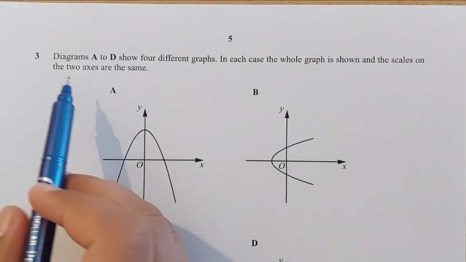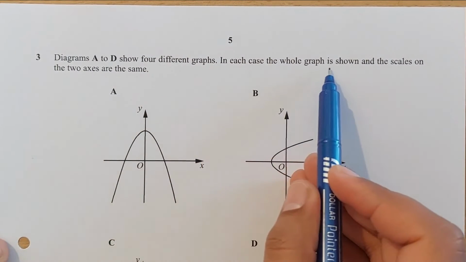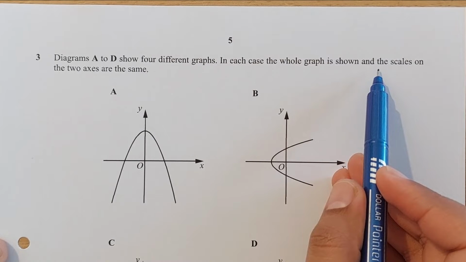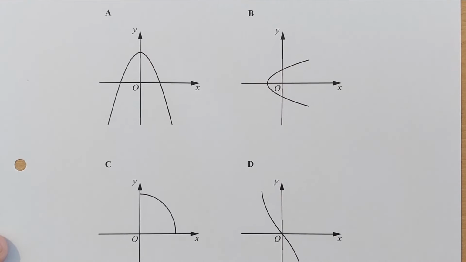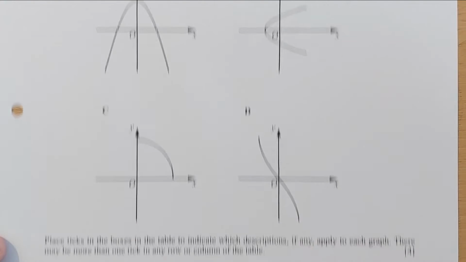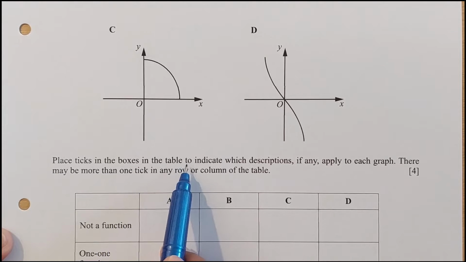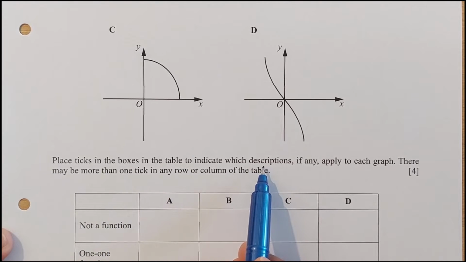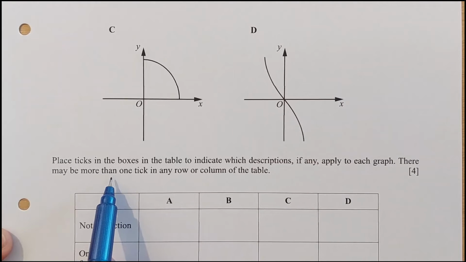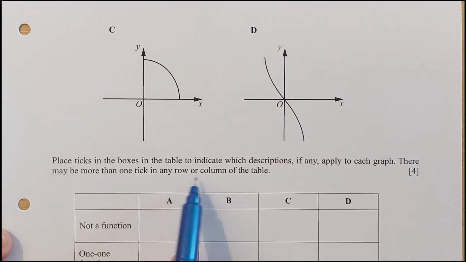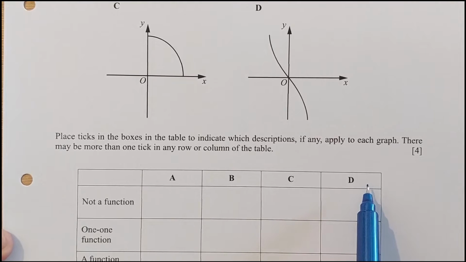Question number 3. Diagrams A to D show 4 different graphs. In each case, the whole graph is shown and the scales on the two axes are the same. Okay, so we have the graphs A, B, C, D, right? Place ticks in the boxes in the table to indicate which description, if any, applies to each graph. There are no more than one tick in any row or column of the table, right? So these are for the graph numbers.